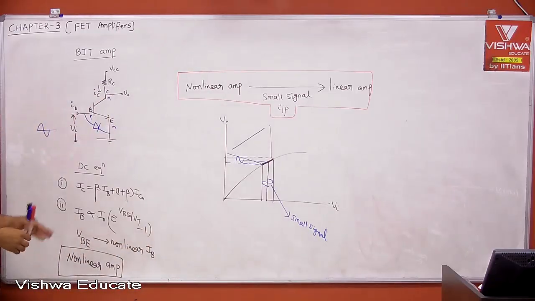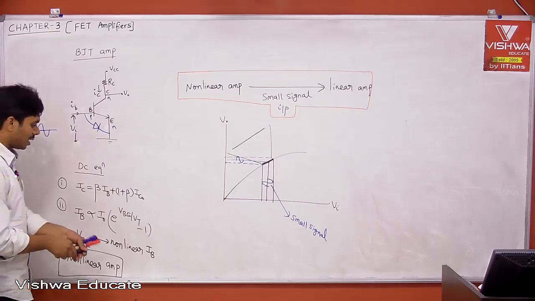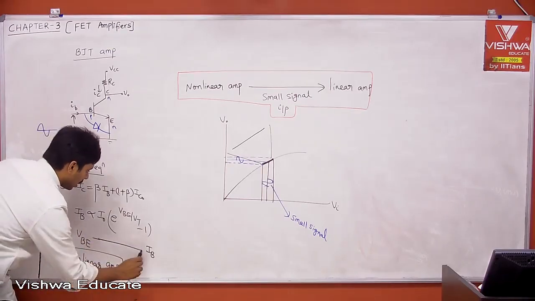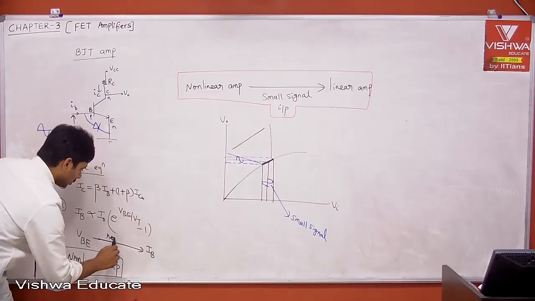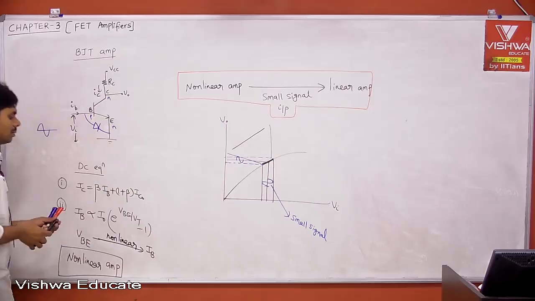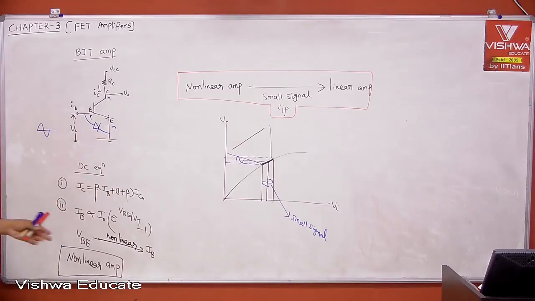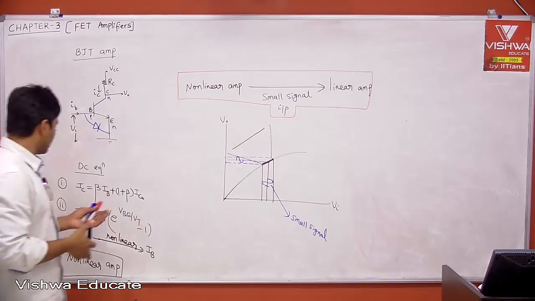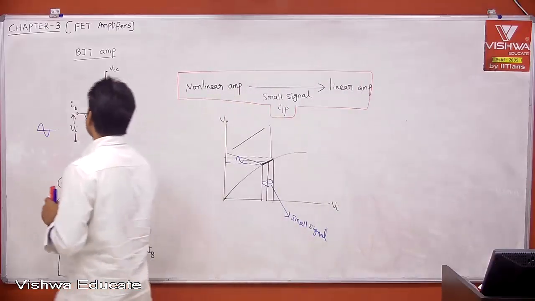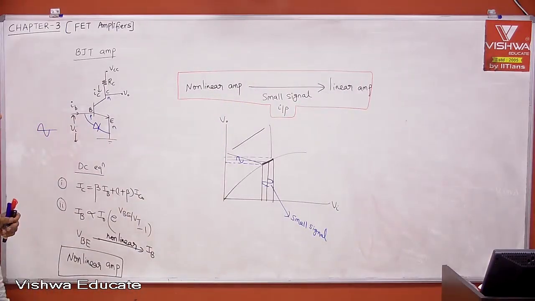Therefore, this is what your DC equation may be. The relationship between VBE and IB, what I told in the last class, is non-linear. That is the reason we get a non-linear amplifier. Okay? I think you have already covered the same thing. I can explain it for the MOSFET also. Okay?